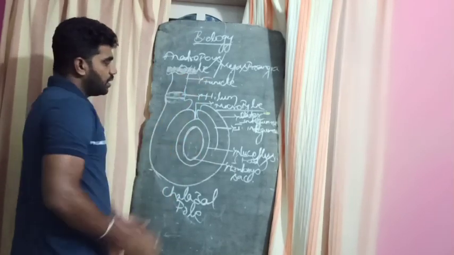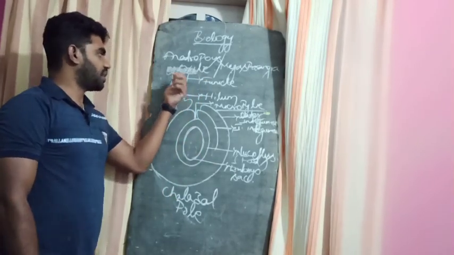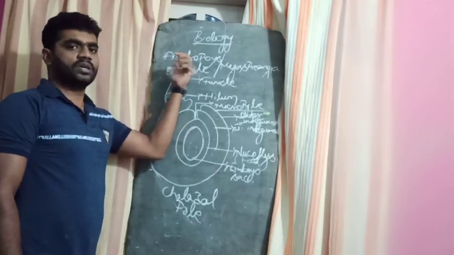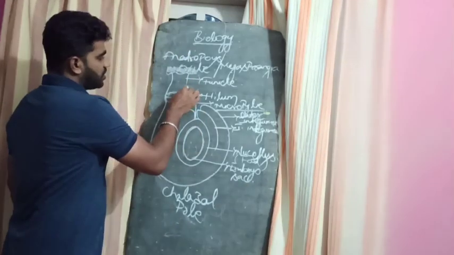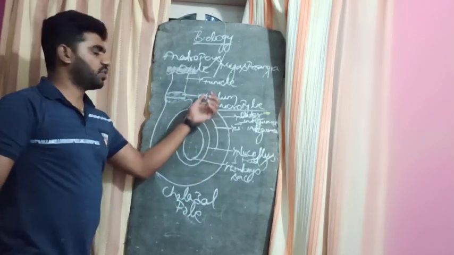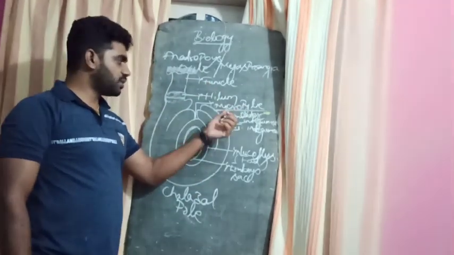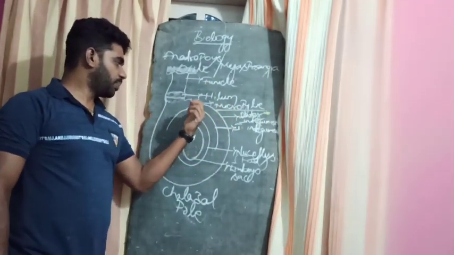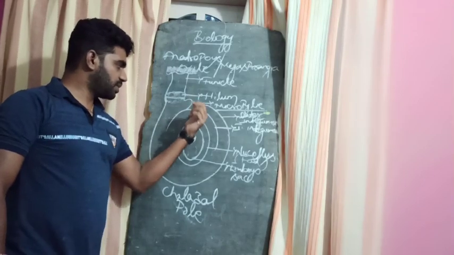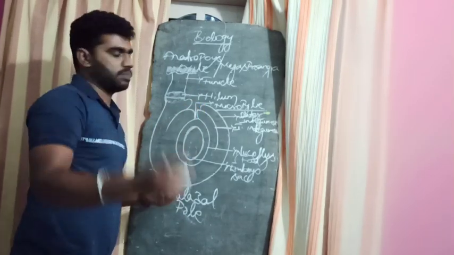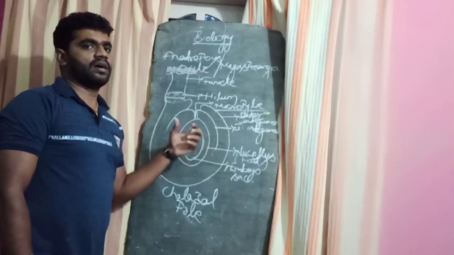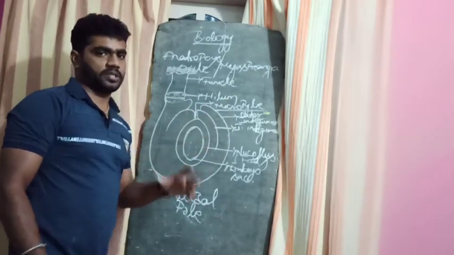And next is the funicle. This is a stalk-like structure which attaches the ovule to the placenta. And next, the junction between the funicle and the ovule we call the hilum. And the important thing is the micropyle. This micropyle is the place through which the pollen tube enters into the embryo sac during reproduction.